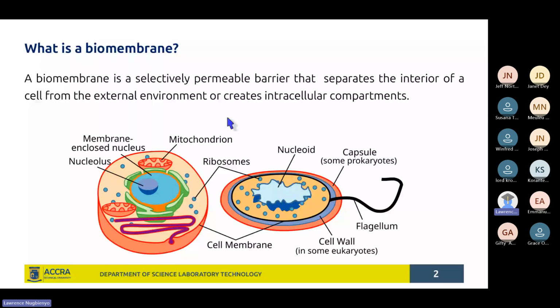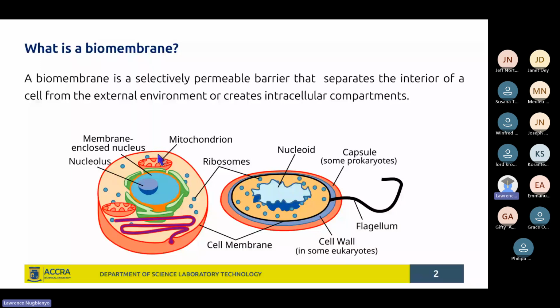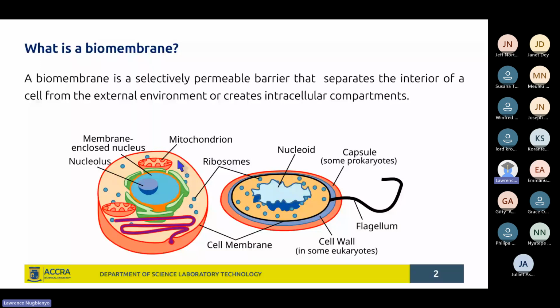So you have the cell membrane creating that barrier around the whole cell, so that it will regulate the transport of substances across it, from outside of the cell into the cell and from inside of the cell to the outside of the cell.